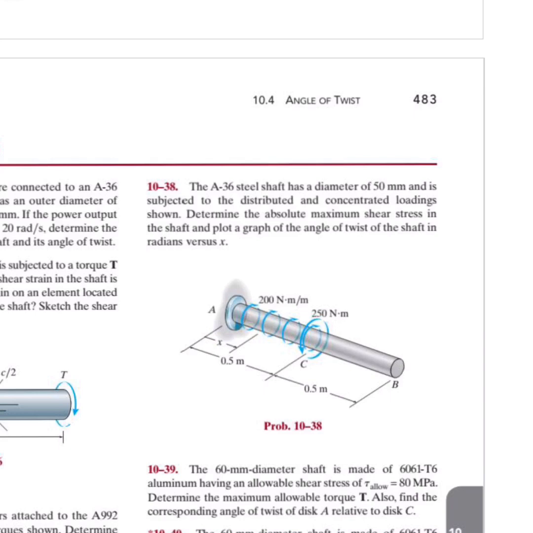Let's say a 30-second steel shaft has a diameter of 50 millimeter and is subject to a distributed load, which is 200 Newton meter, and one concentrated load. So again, highlighter, we have one concentrated load here, a point load, which is a point torque, so it's 250 only at point C, right? And there is another torque, but this one is distributed.